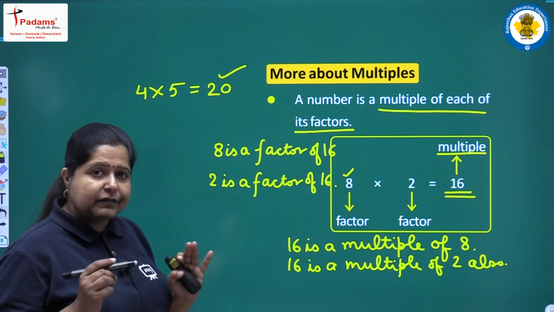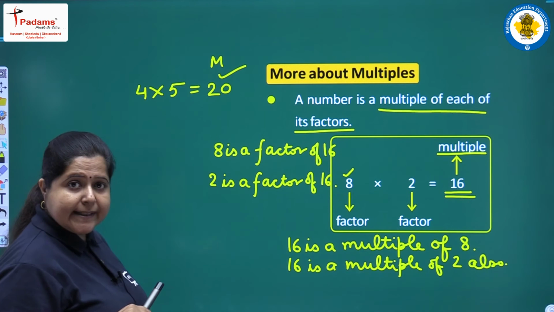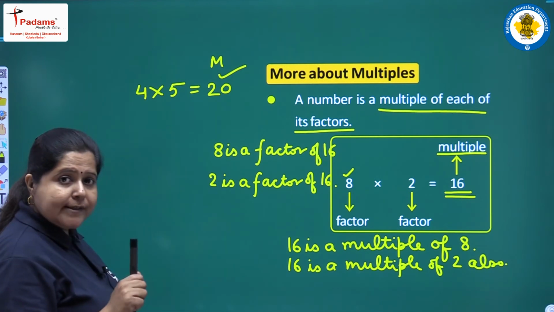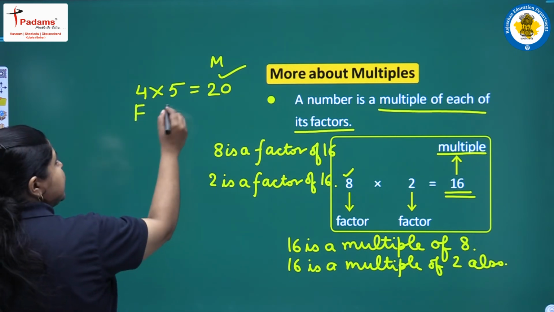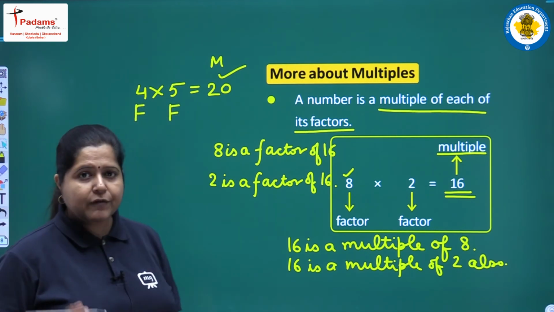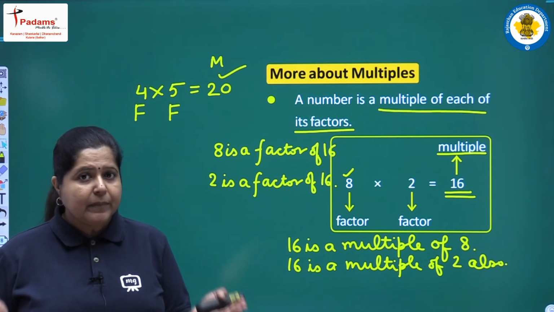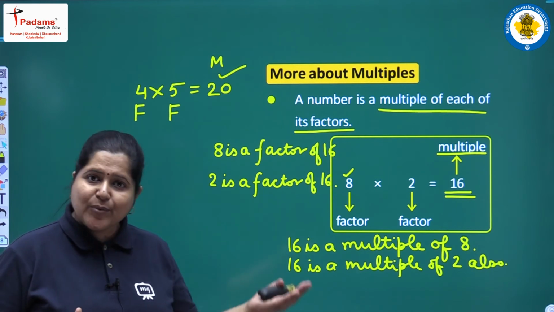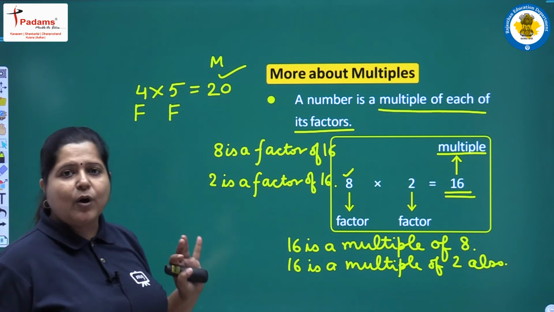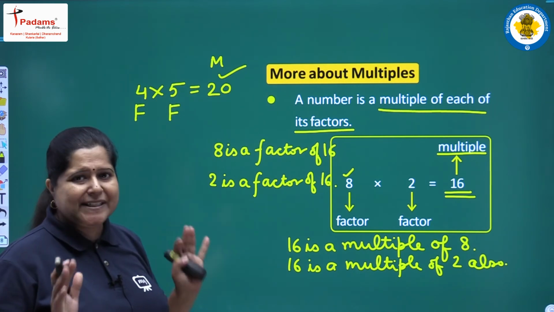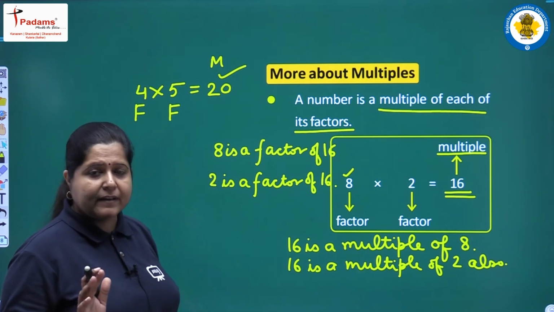And now identify the factors. Clearly this is the multiple, and which are the factors here? Factors of 20. 4 is a factor of 20 and 5 is again a factor of 20, because these are smaller parts of 20, and on multiplying these smaller parts we are getting 20. So these smaller parts are called factors and this bigger number is called the multiple. I hope you are getting my point and you are relating the two concepts, factors and multiples, very well.